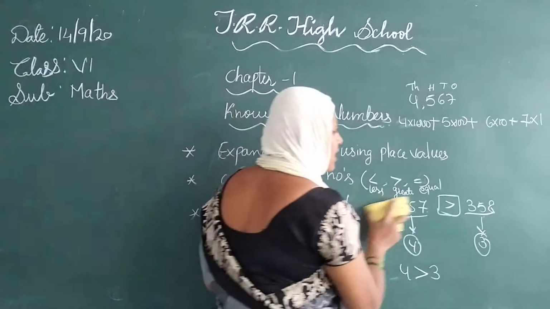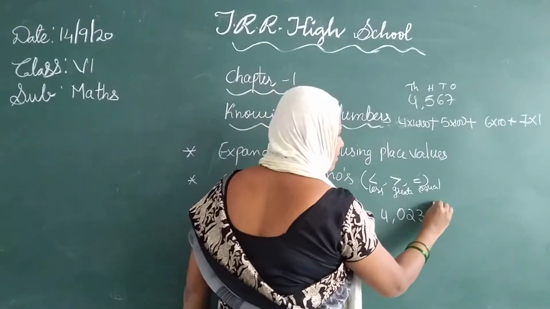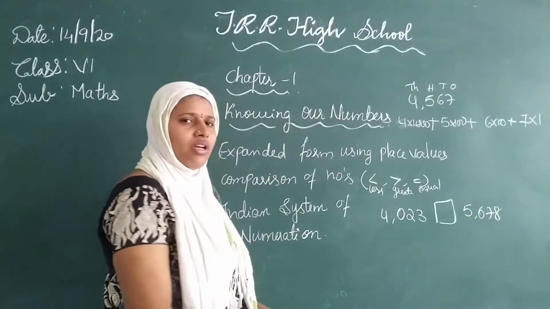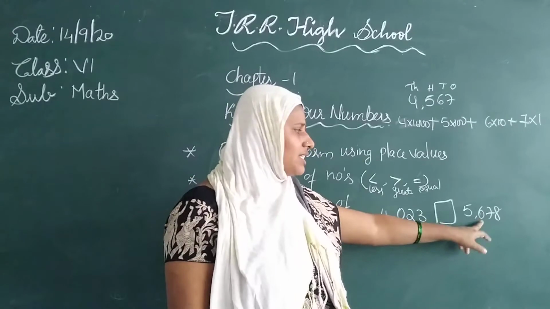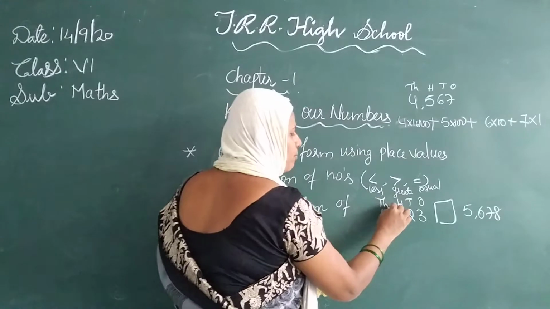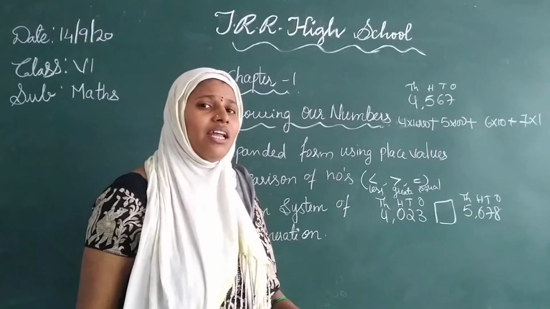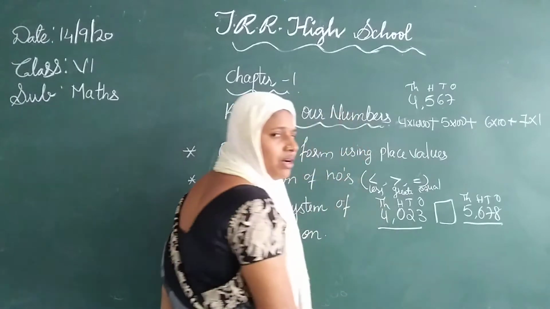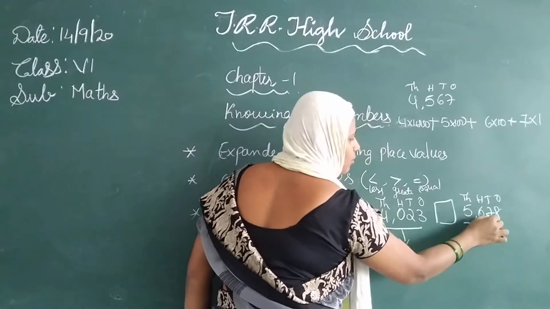And one more example I will take, where the number of digits are same. Now, what is the first number? 4023. Second number is 5678. Now you start writing the place values on the top. Ones, tens, hundreds and thousands. Now what I said, first you have to count the number of digits. Now start counting in both the numbers. 1, 2, 3, 4, right? Now here also 1, 2, 3, 4.